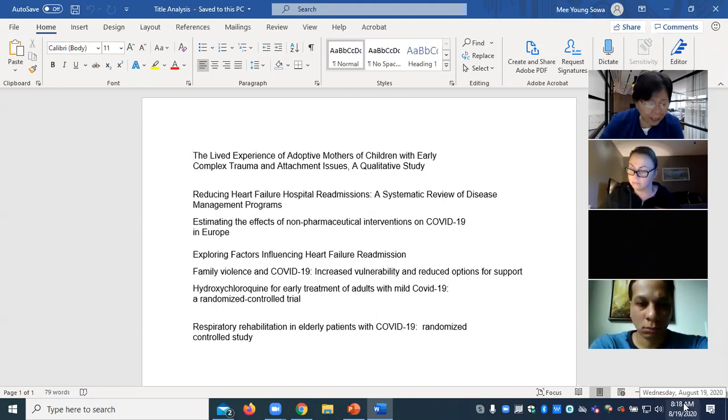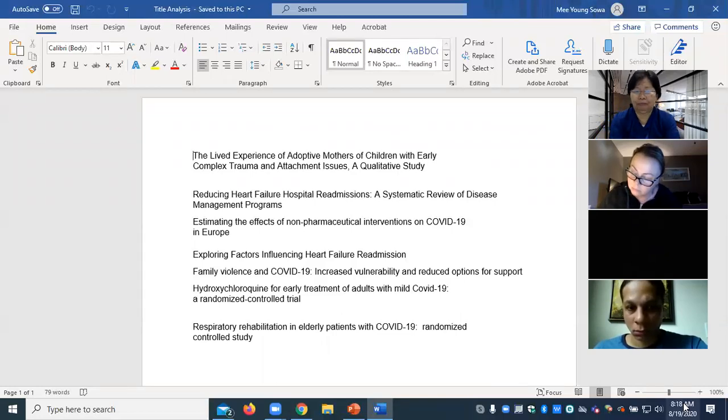Okay, the next one, Audra, can you read the next one? Exploring factors influencing heart failure readmission. It said exploring, right? Yes. Can you guess whether it's qualitative or quantitative? Wouldn't it be qualitative? Good job.